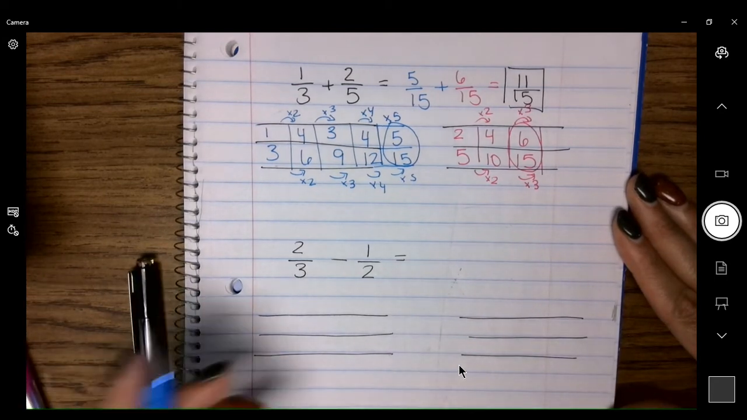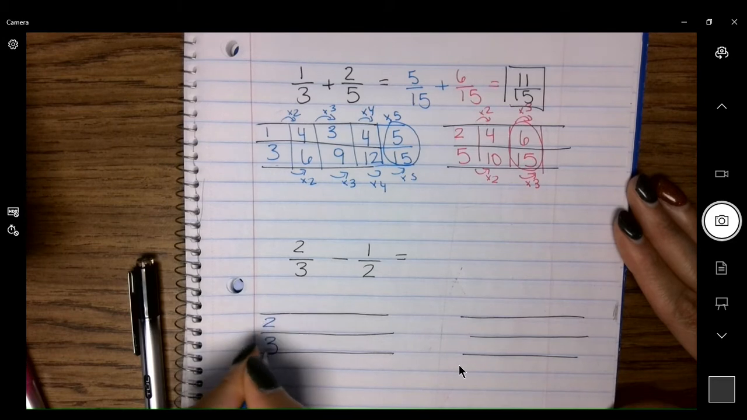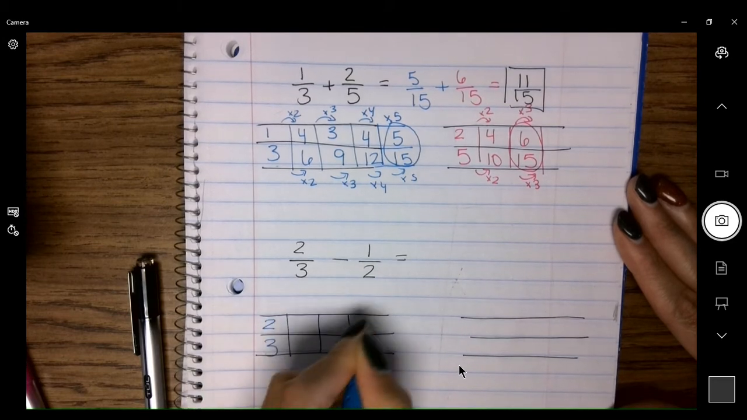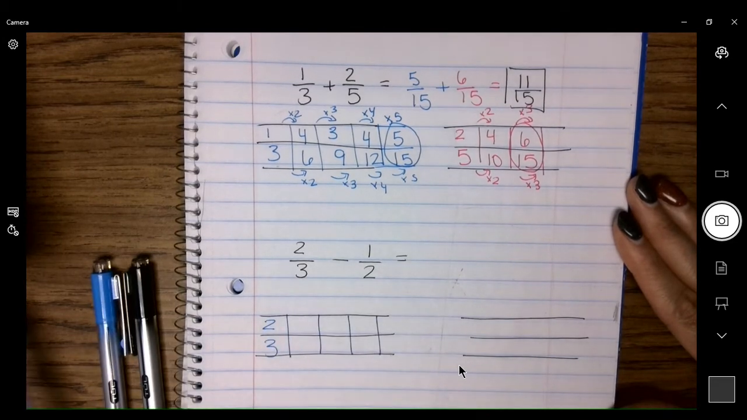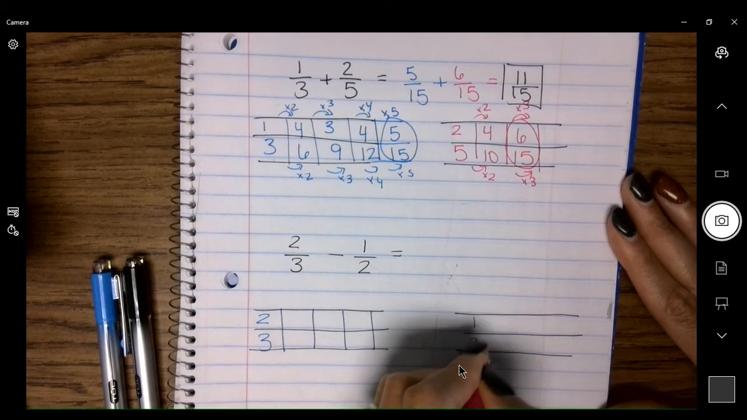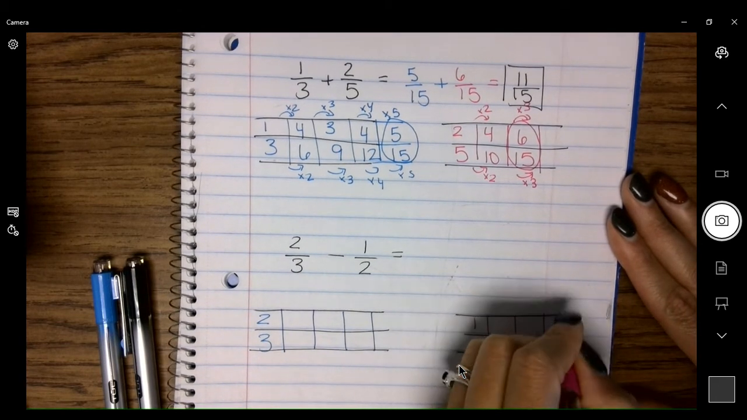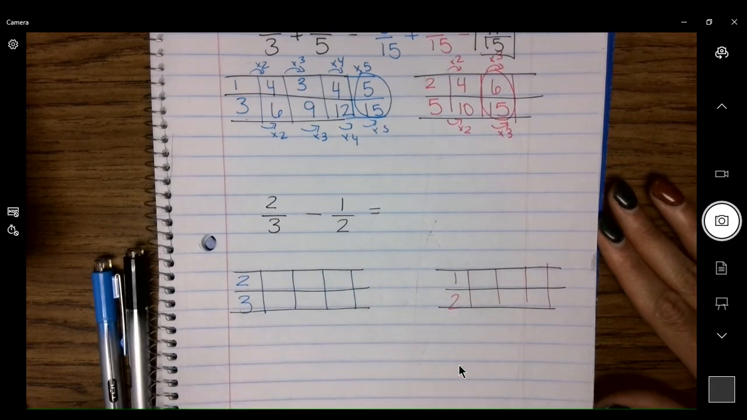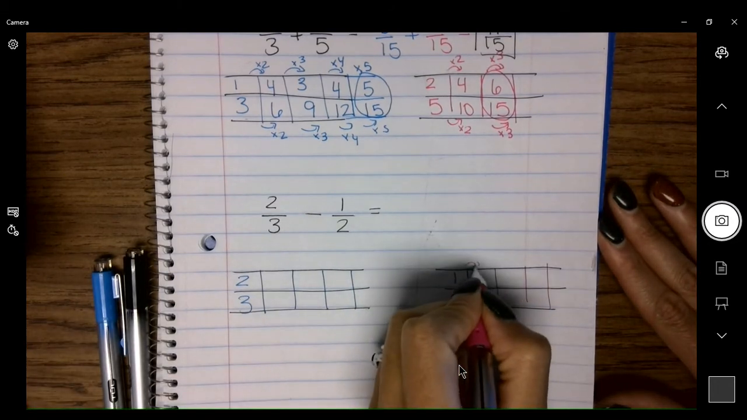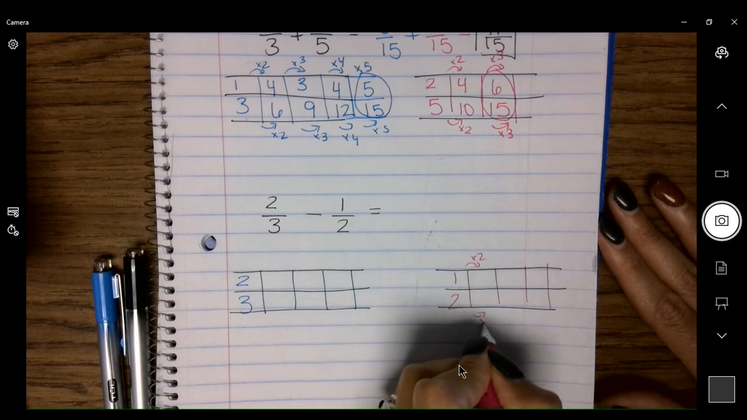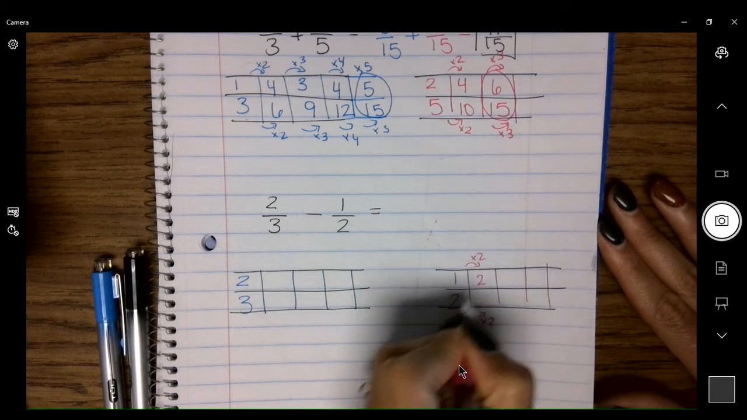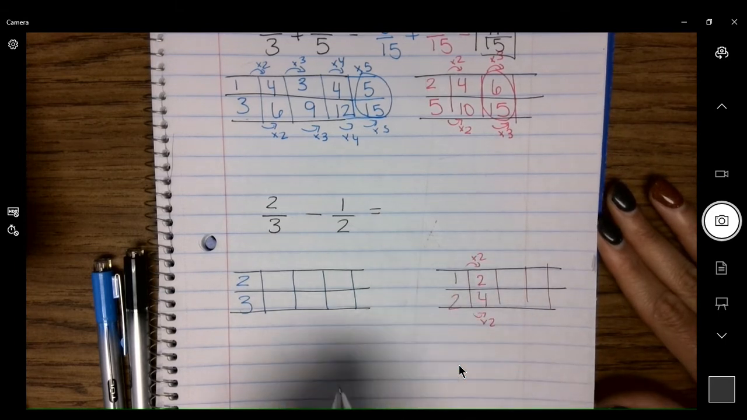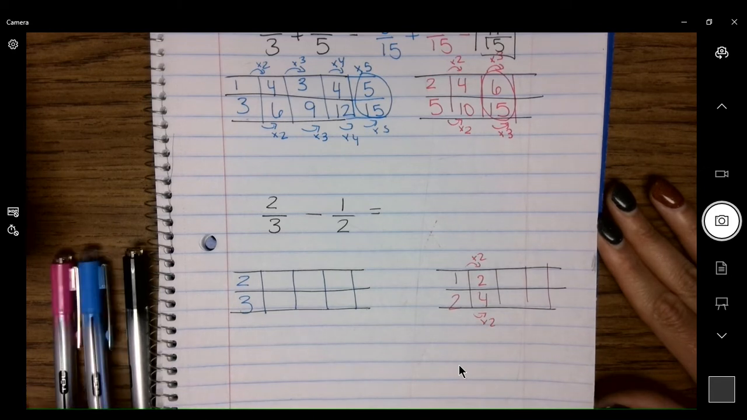I'm going to have 2/3 in my first ratio table, and I'm going to have 1/2 in my second ratio table. And I'm going to start with my smaller denominator to see if I can make it into my larger one. So I'm going to start by multiplying by 2. 1 times 2 is 2, and 2 times 2 is 4. That did not work, so now I'll get my other fraction.